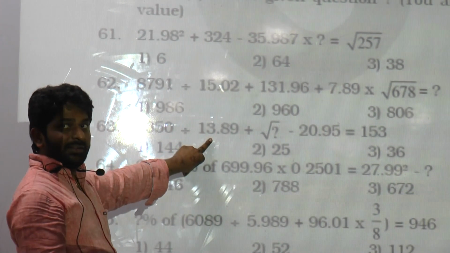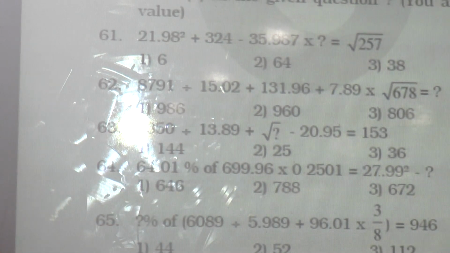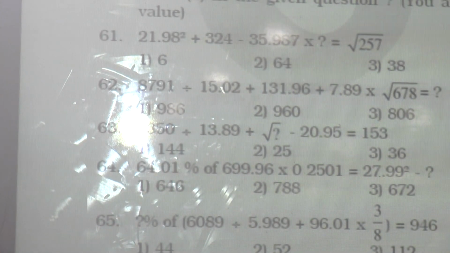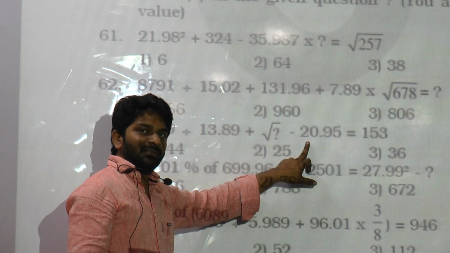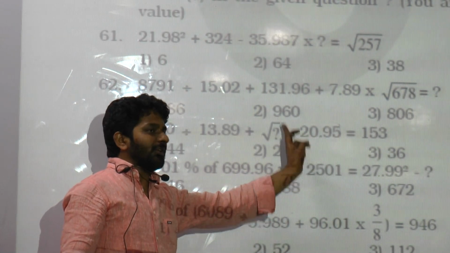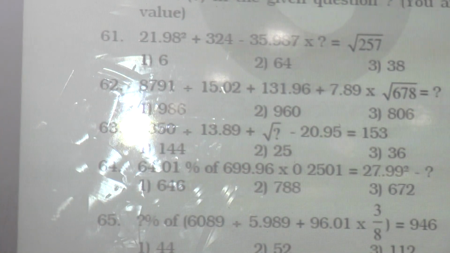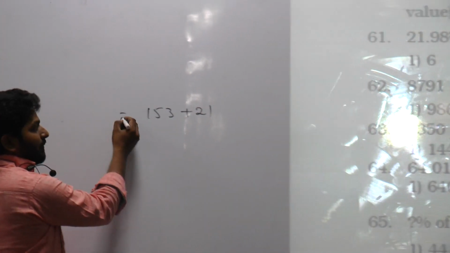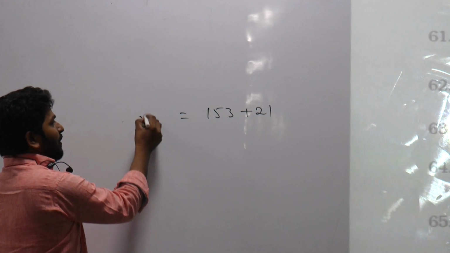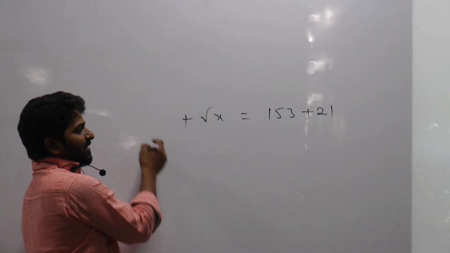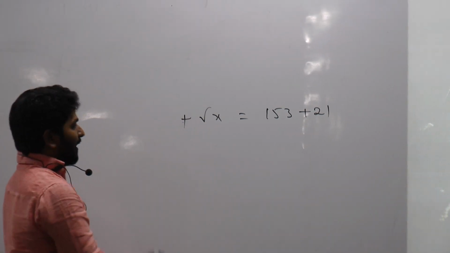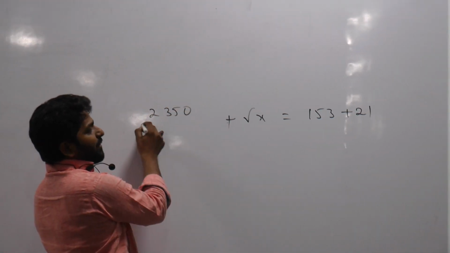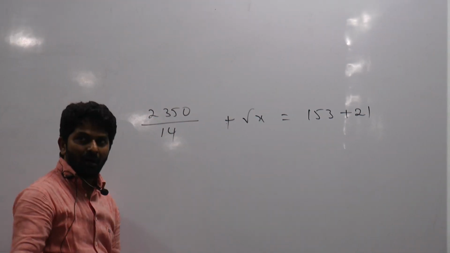Divided by 14, right? Okay. Take this value to the right hand side. Take this value to the right hand side. 153 plus 21. Keep it aside. We have root x plus something, and this is 2350 divided by 14.